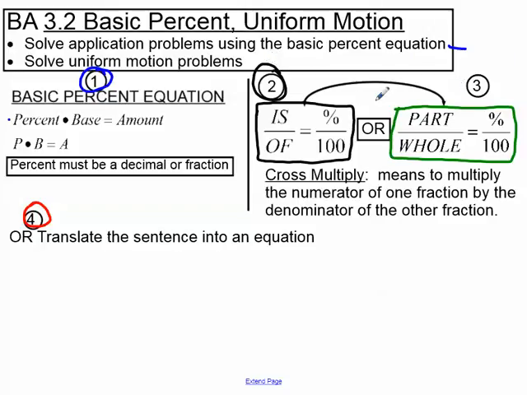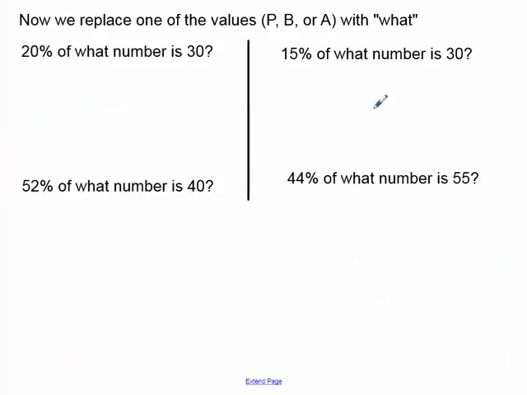Is to of as percent is to 100 seems to be a little more straightforward, or part is to whole equals percent over 100. And for the black or the green, you cross multiply as well. So let's do an example of these. We can talk about P and B and A, and I'll change that to blue.